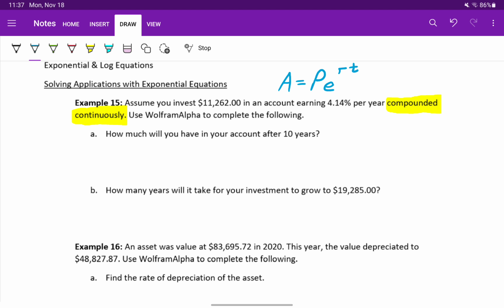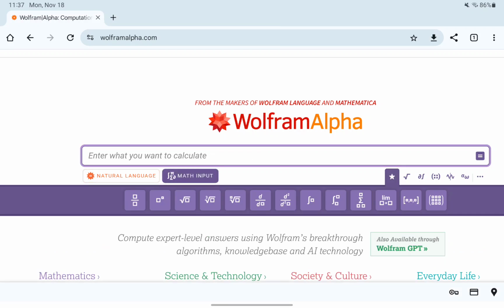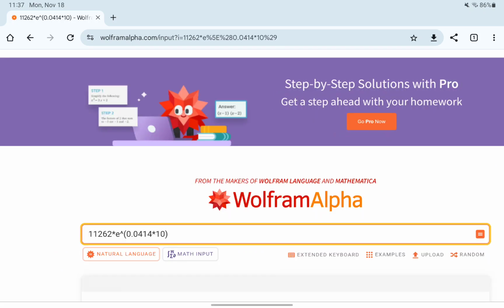What we want to know first is how much will we have left in our account after 10 years? Well, that means we want to take that formula and plug in our given values. We're investing an initial amount, P, of $11,262 times e, we just type the letter e, and then raise that inside a set of parentheses to 0.0414 times 10 years. So that's our interest rate times 10 years.